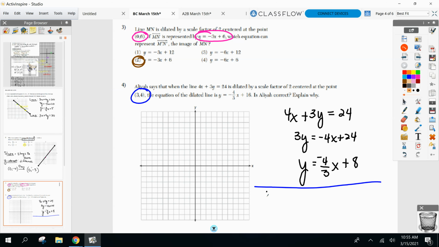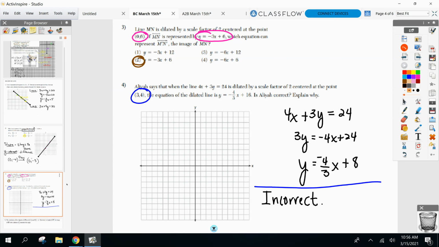So she is incorrect. And then I will leave it to you guys to explain why. She dilated around the origin instead of (3, 4). (3, 4)'s on the line, so therefore it stays the same. Whatever your explanation happens to be why she's incorrect. All right, questions there? I just want to keep moving just to make sure I get through everything here. I got 12 minutes. Any questions from you guys? All right, so we got 2 more.